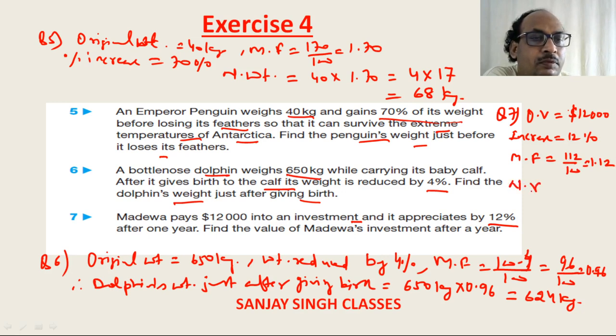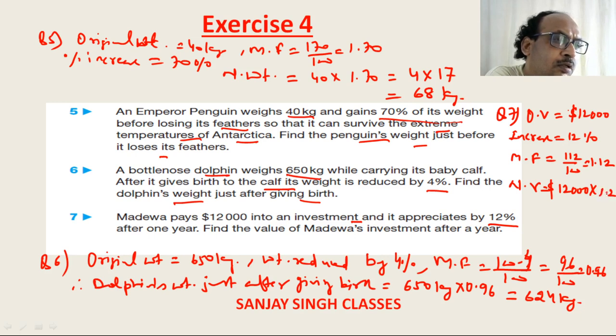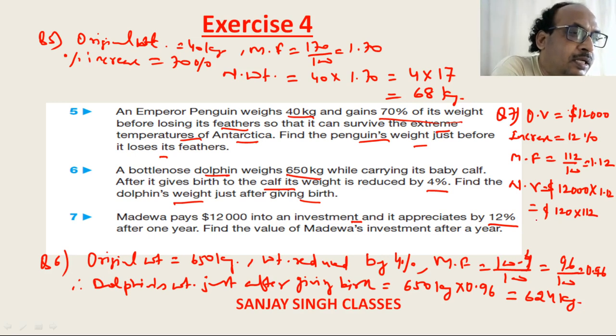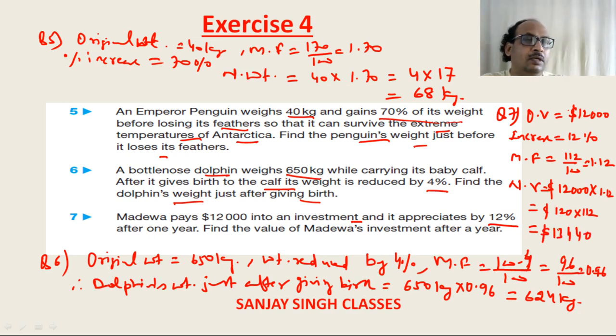New value is equal to $12,000 into 1.12. Okay. Which can be further written as, two zeros will be utilized to remove the decimal and it is 112. Now this has become 12 2 24, and 12 1 12 plus 2 14, then 1 12 1 13, so it has become 13,440. Okay. Right.